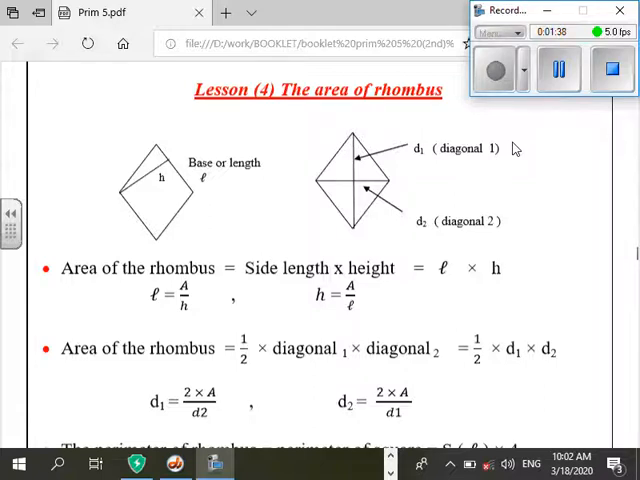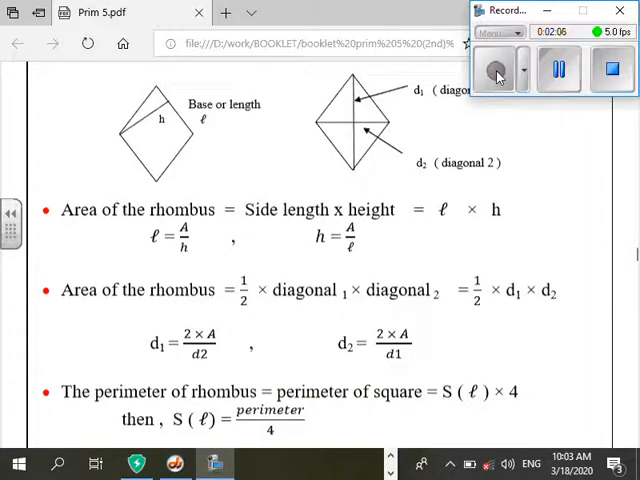1 and diagonal 2, I can find the area of the rhombus by using half by diagonal 1 by diagonal 2. Like the square, half by diagonal, but in the rhombus the two diagonals are different, so I should say half by diagonal 1 by diagonal 2.